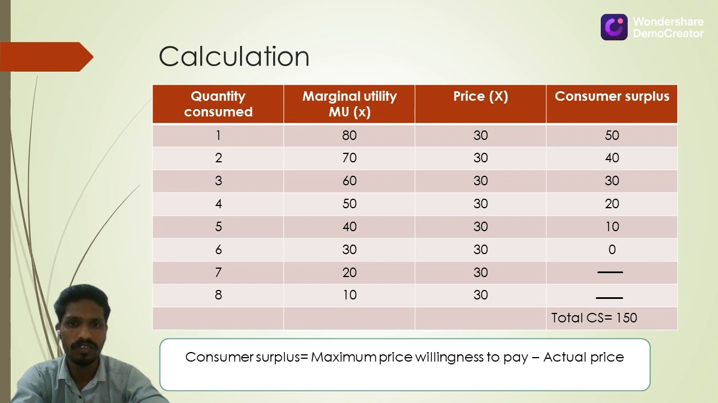Likewise, for Unit 3 the marginal utility is 60, for Unit 4 it is 50, for Unit 5 it is 40, and for Unit 6 it is 30. For Unit 7 the marginal utility is 20, and for Unit 8 it is 10.